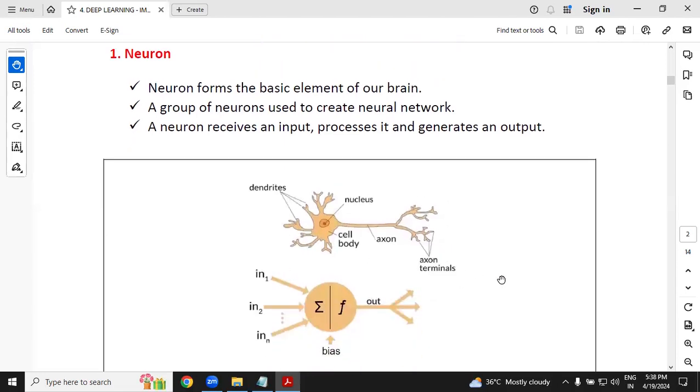You can write according to your interest actually. Good. Say a neuron receives input, processes it and generates output. First one, it receives input. Next one, process, generate output actually.